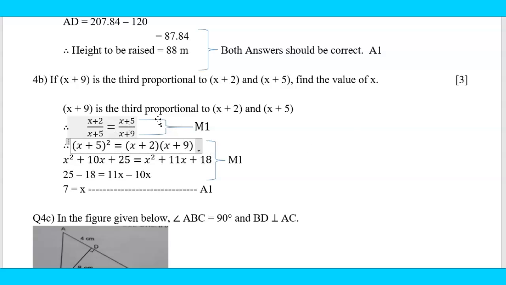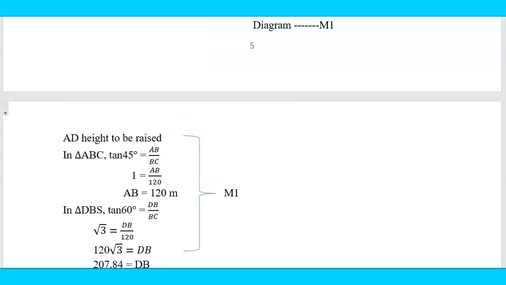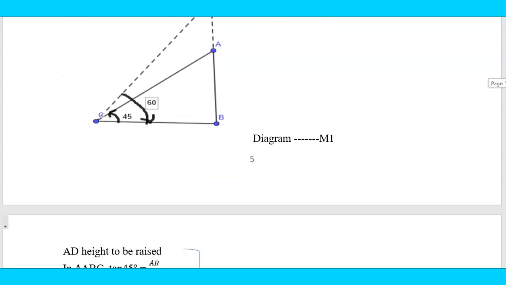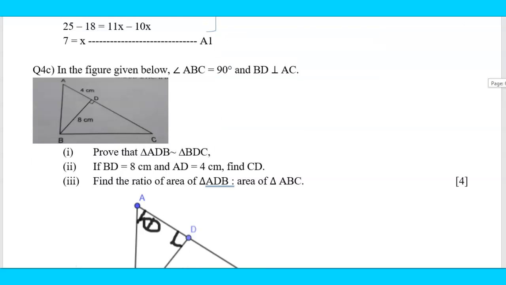And after that, writing this part you will get 1 mark, and solving correctly. If you have made some mistake in this calculation, expansion, you will lose 1 mark. And finding x is equal to 7, you will get 1 mark. And after that, you will see 4c. This is a similarity question.